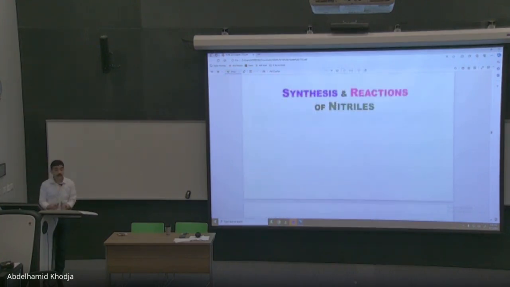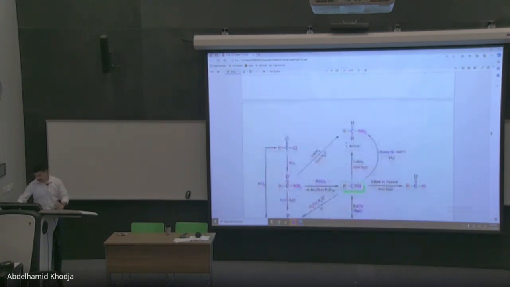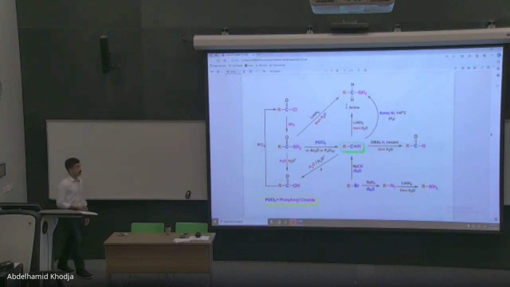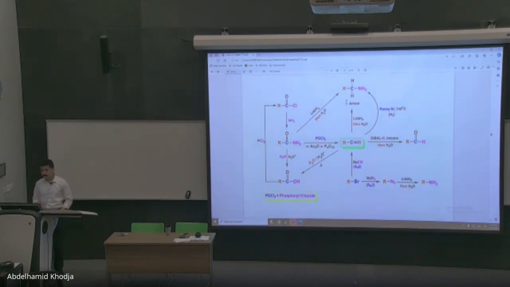Nitriles, synthesis and reactions. How do we make them? And what the hell do we do with them? Nitriles look like this. This slide looks scary. It's not. It's a few new reactions, so we can start with those. But the rest repeat themselves. Okay? The first one, actually the only synthesis reaction, you have two synthesis reactions, which we'll highlight here.